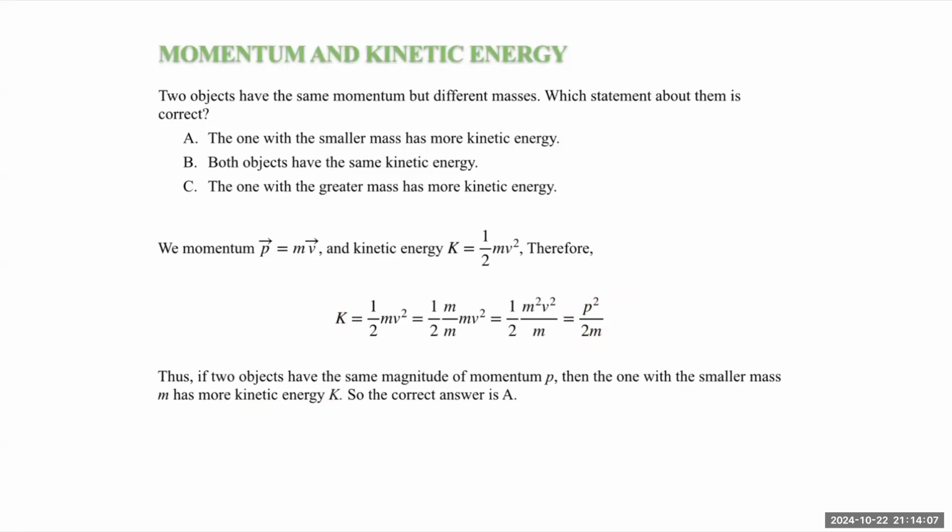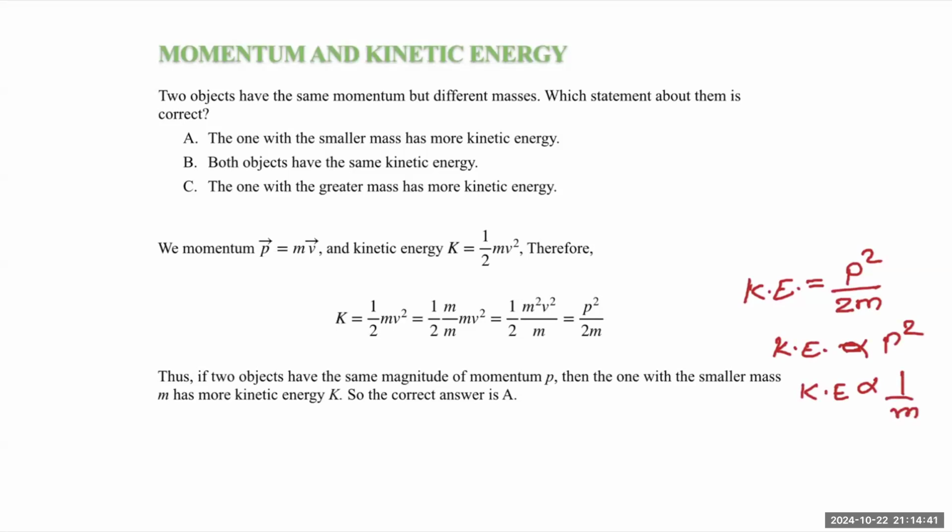So this is another expression that you should write down. The kinetic energy is equal to p squared over 2m, if momentum is constant but you change the mass. Kinetic energy is proportional to momentum squared and inversely proportional to mass, right? So the larger the mass, the smaller the kinetic energy; the smaller the mass, the larger the kinetic energy.